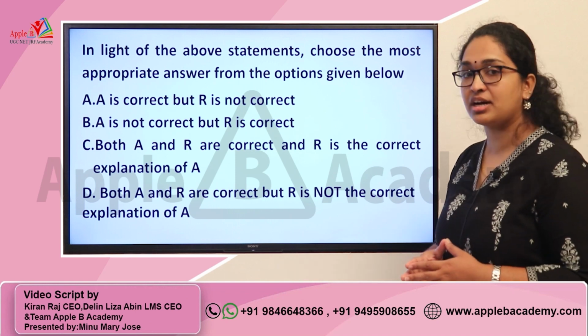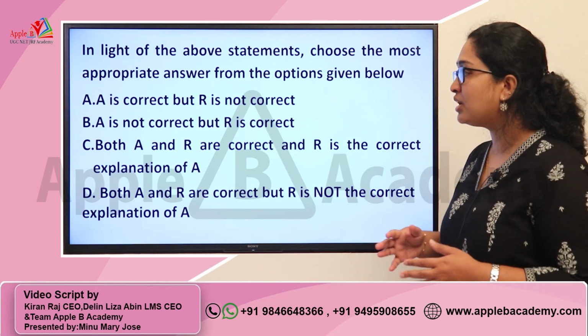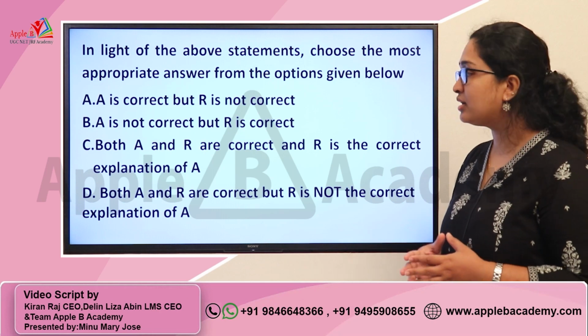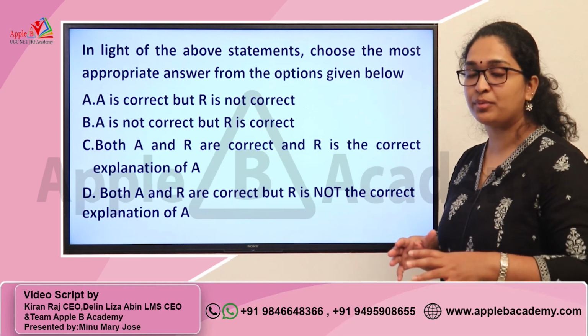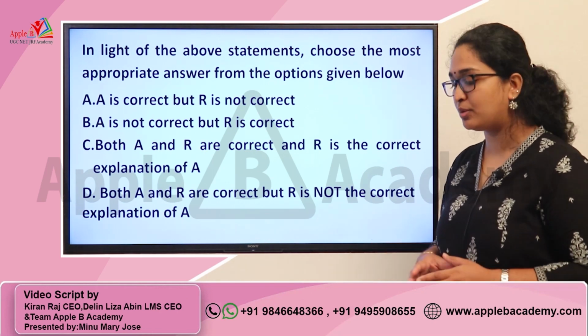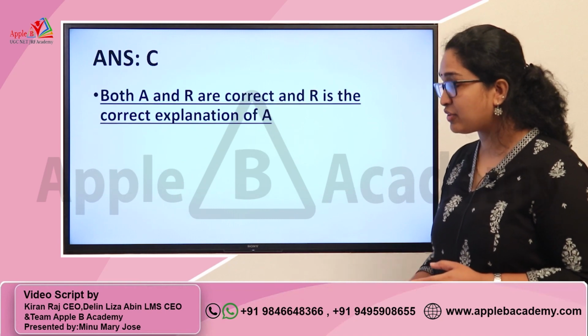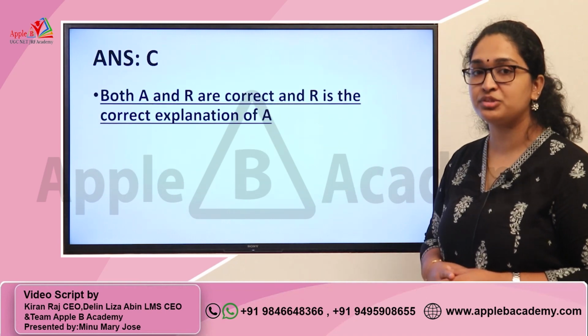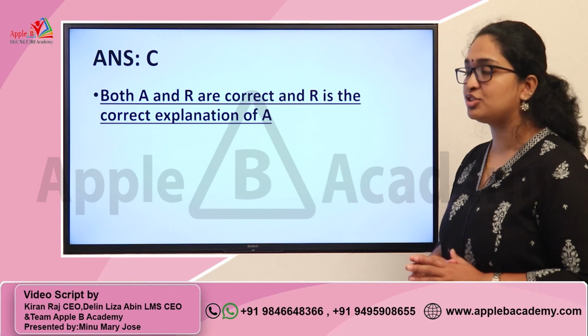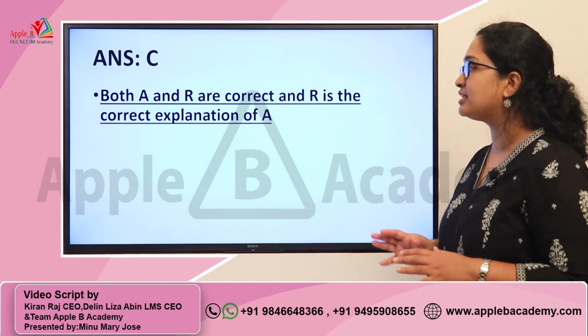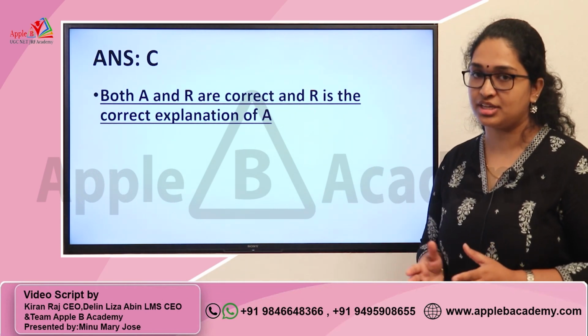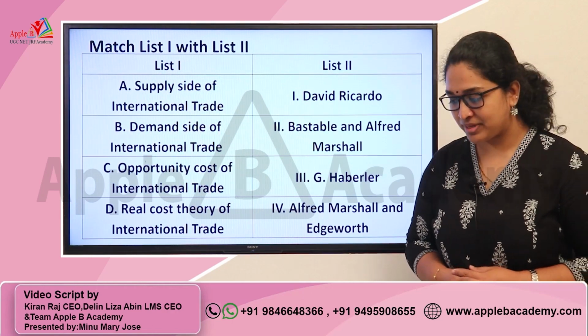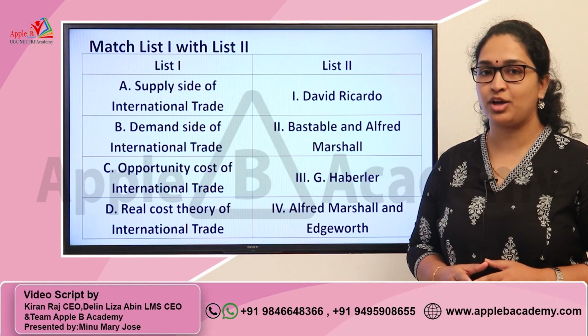If both statements are correct, or one is true and the other is wrong, or both of them are correct, and one provides the explanation or does not provide the explanation. From that, the correct answer would be option C, that is both assertion and reason are correct and the reason correctly explains the assertion as well. So, the next question is again from international economics.